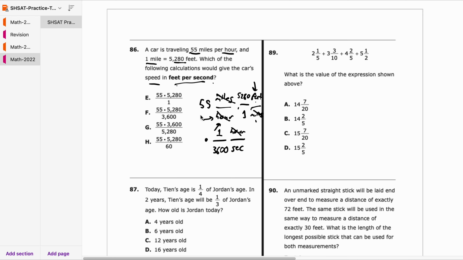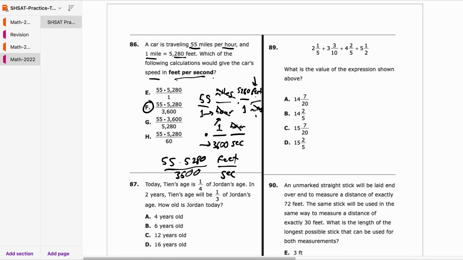And so now we can just multiply our stuff, right? So it would be 55 times 5280, and then since this is in the denominator, it would be divided by 3600, and this would be in feet per second. So now let's look at our answer choices. So this looks correct, F, right? So yeah, you just have to do that unit conversion and then see which one of the answer choices works.